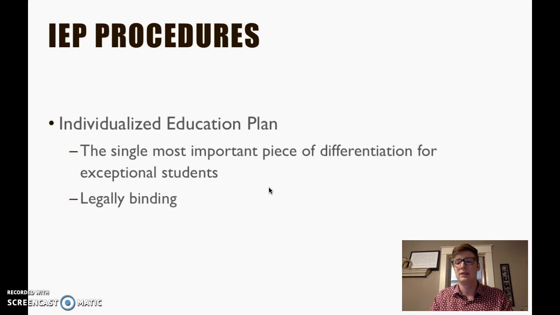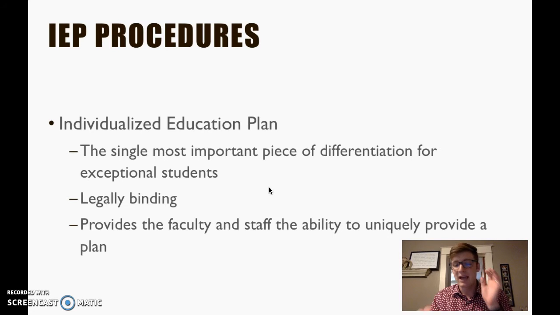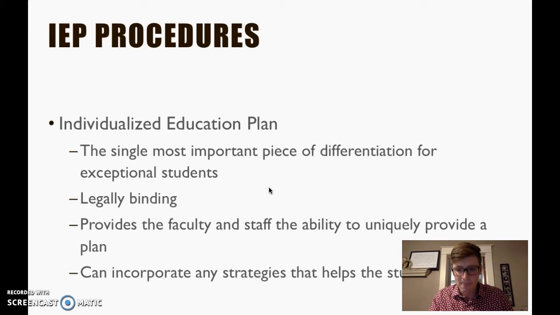It is a legally binding document, and it provides the faculty and staff the ability to uniquely provide a plan. And this plan can include any amount of strategies, any amount of differentiation that the teacher thinks the student needs. Does the student need more time? Does the student need read aloud tests? Does the student need less stimulus in the classroom? Whatever the student needs, we put it in here. Everybody stacks hands on it, and we agree that it's the best for the student. IEP is a very big part of this whole process. And like I said, you can incorporate so many strategies that help the students learn. And it really does help the student out a lot. If everybody's on board, it really is good for their education.